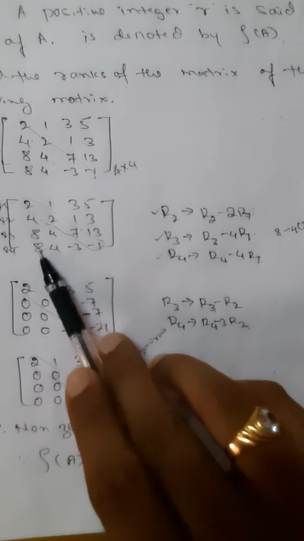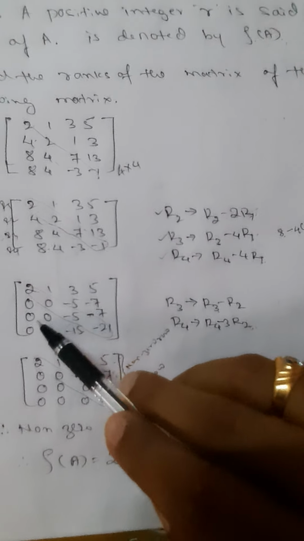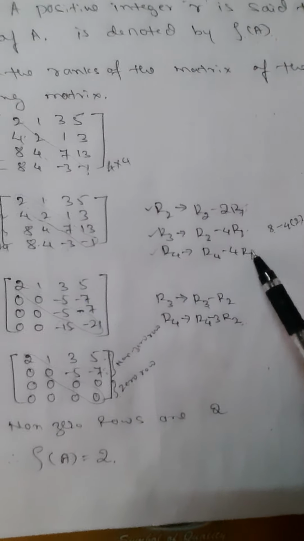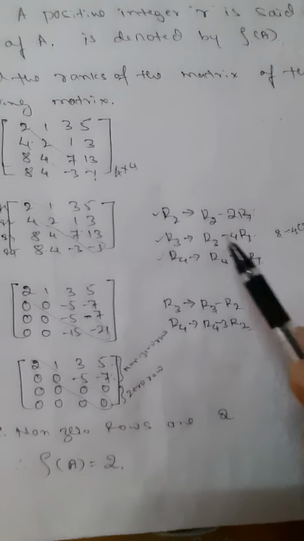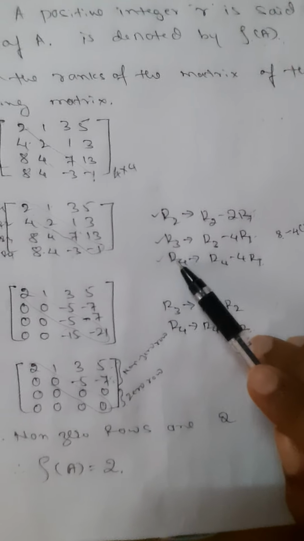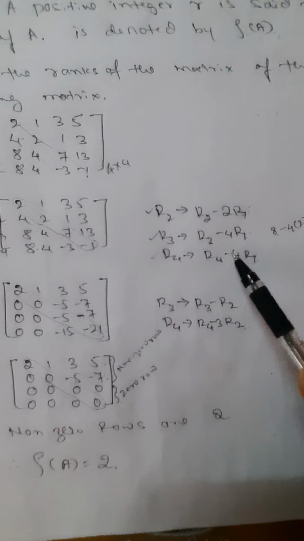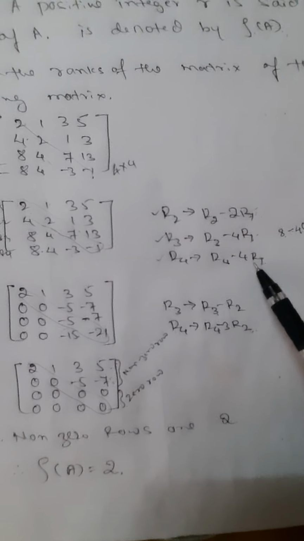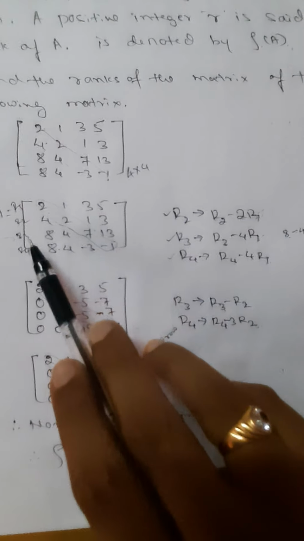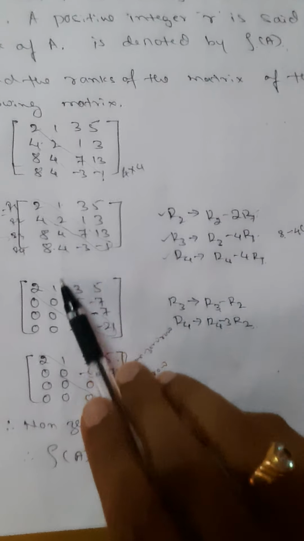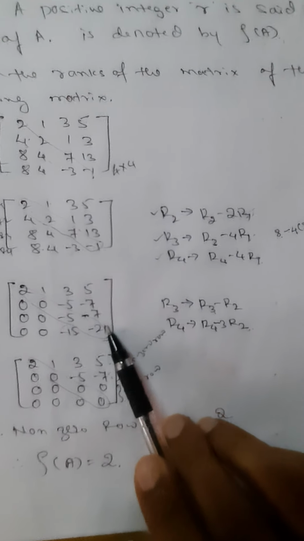Then in the fourth row also 8 is there. To make this element 0 we are using this row transformation, that is R4 minus 4R1. This R4 shows which row we are operating on. Then this is the operation. Now after applying this formula, in R4 it is 0, minus 15 and minus 21 will come.